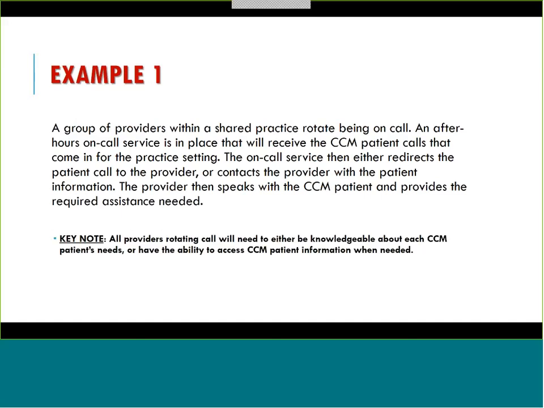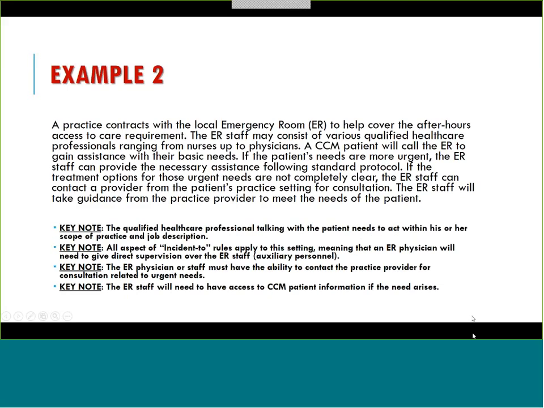A couple examples. These are on-call examples on kind of how to cover it. A group of providers within a shared practice rotate the on-call, and after-hours call services in place receive the calls. The on-call service redirects the patient to the provider or contacts the provider with the patient information. The provider then speaks with the CCM patient and provides the required assistance. Keep in mind that all providers rotating call will need to either be knowledgeable about that patient or have the ability to access that personal information so they can make those decisions.